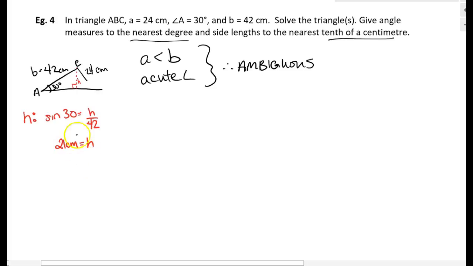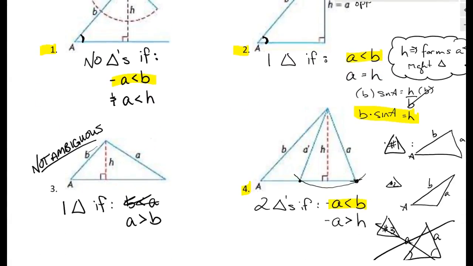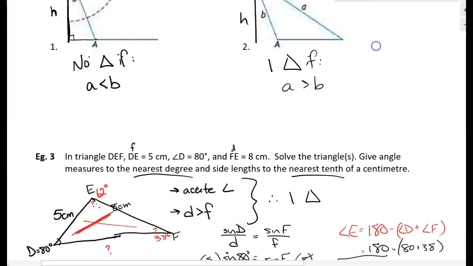So if I get this value, well, how does A compare to H? Well, A is bigger than H. Which one of those 3 ambiguous case scenarios are we dealing with? Scroll back. We are dealing with scenario number 4. A is bigger than H, and so we are going to have 2 triangles.